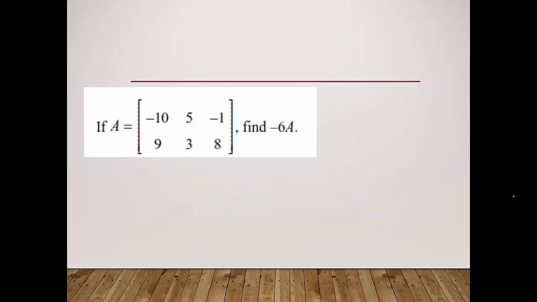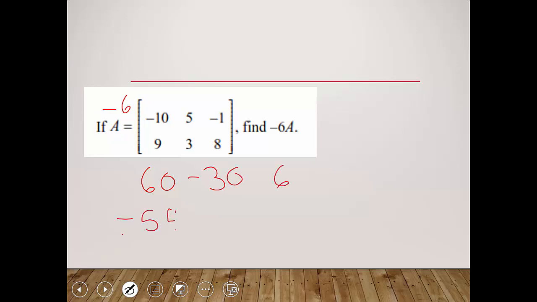All right, you might come across a problem like this where it tells you that the matrix is called a letter like A. Notice it's in capitals. And it's telling us to find negative 6A. All that's saying is multiply this by negative 6. So we'd have positive 60, negative 30, positive 6, negative 54, negative 18, and then negative 48. And that would be our final answer.